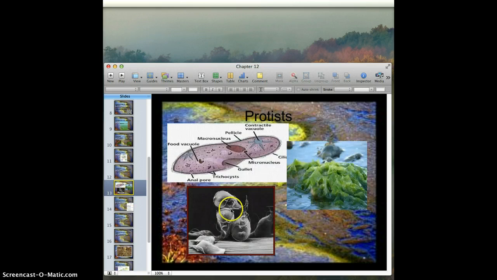So here's just some pictures of some protists. I forget what these guys are called. Here's some seaweed, some green algae there. And then over here, this is a little one-celled thing. Here's his gullet, which means he takes in food, so he's a heterotroph. He's not doing photosynthesis like this guy is. And they're all in the same group. Kind of crazy. We'll talk about that in the next couple of weeks.